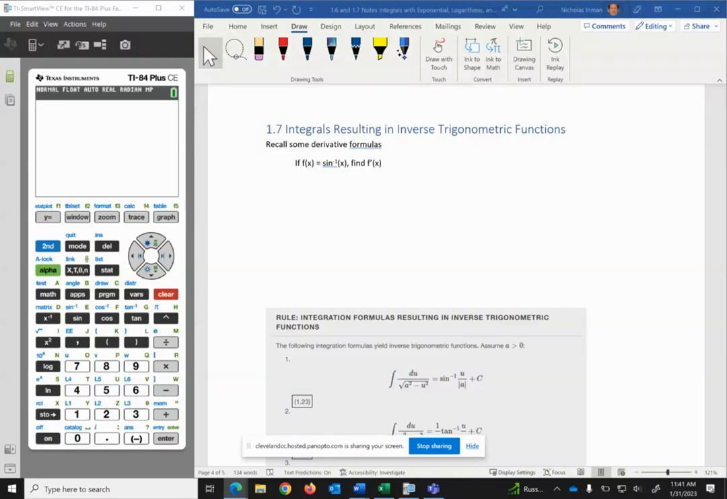All right, welcome. We are finishing up chapter 1 with section 1.7. These are integrals resulting from inverse trigonometric functions. Step 1, let's just remember what an inverse trigonometric function does. So here we have f of x is equal to sine inverse of x.